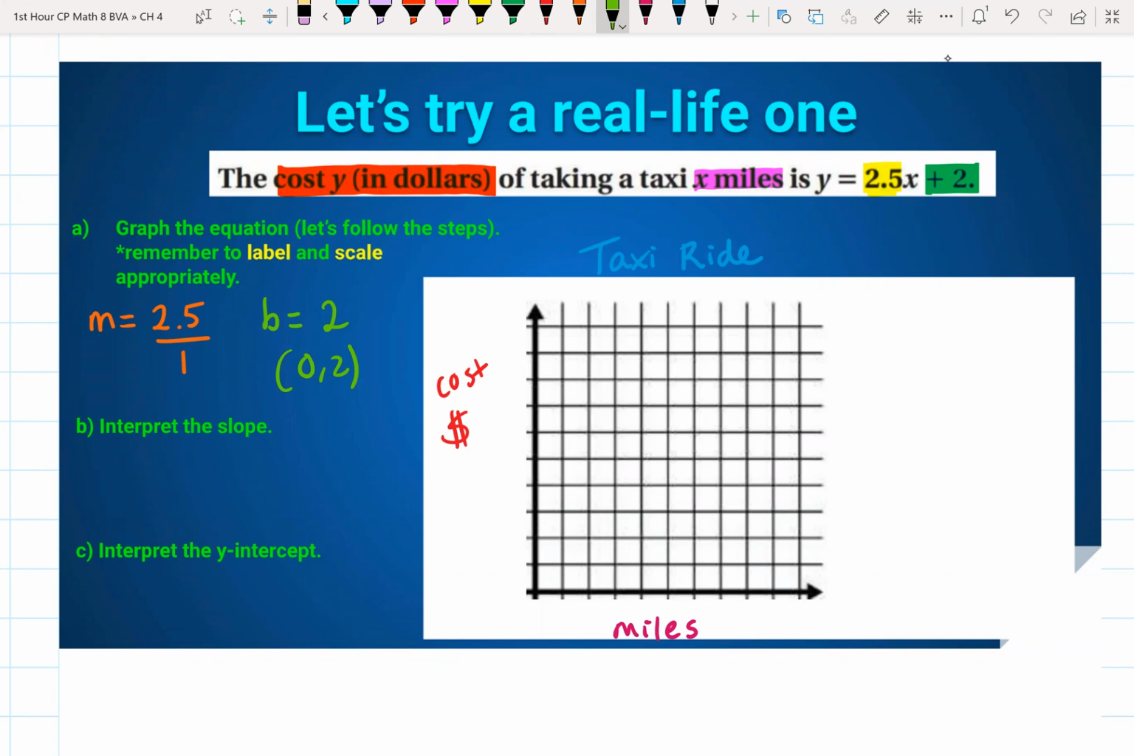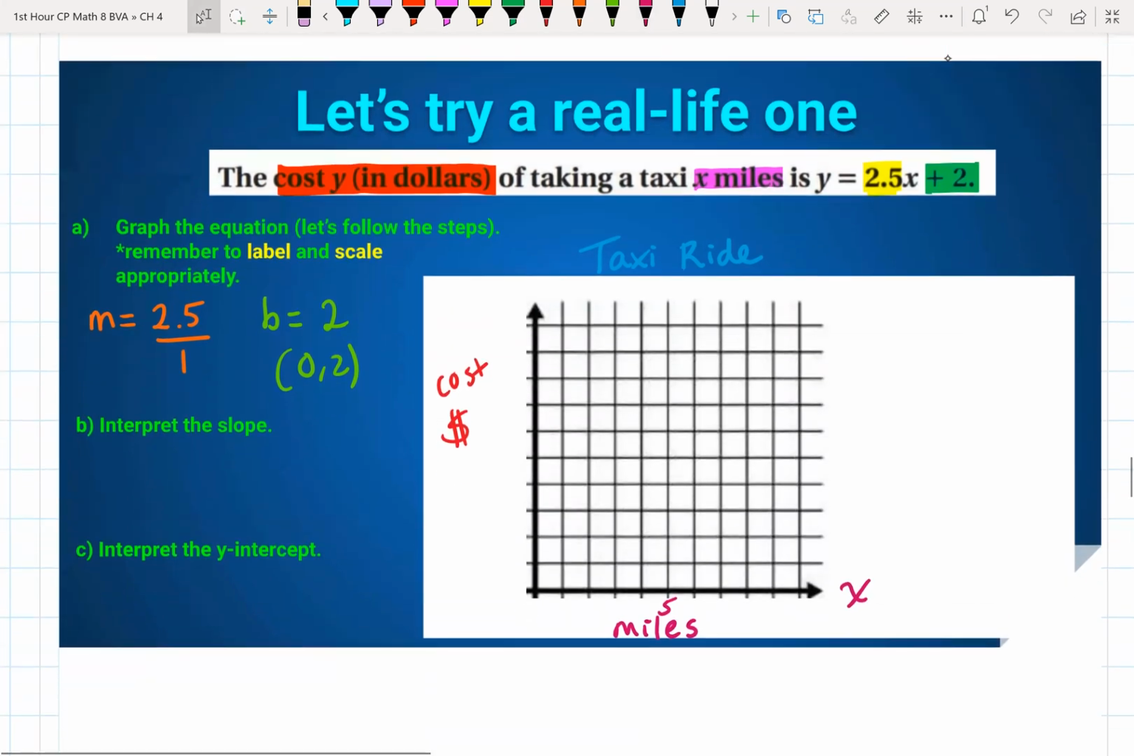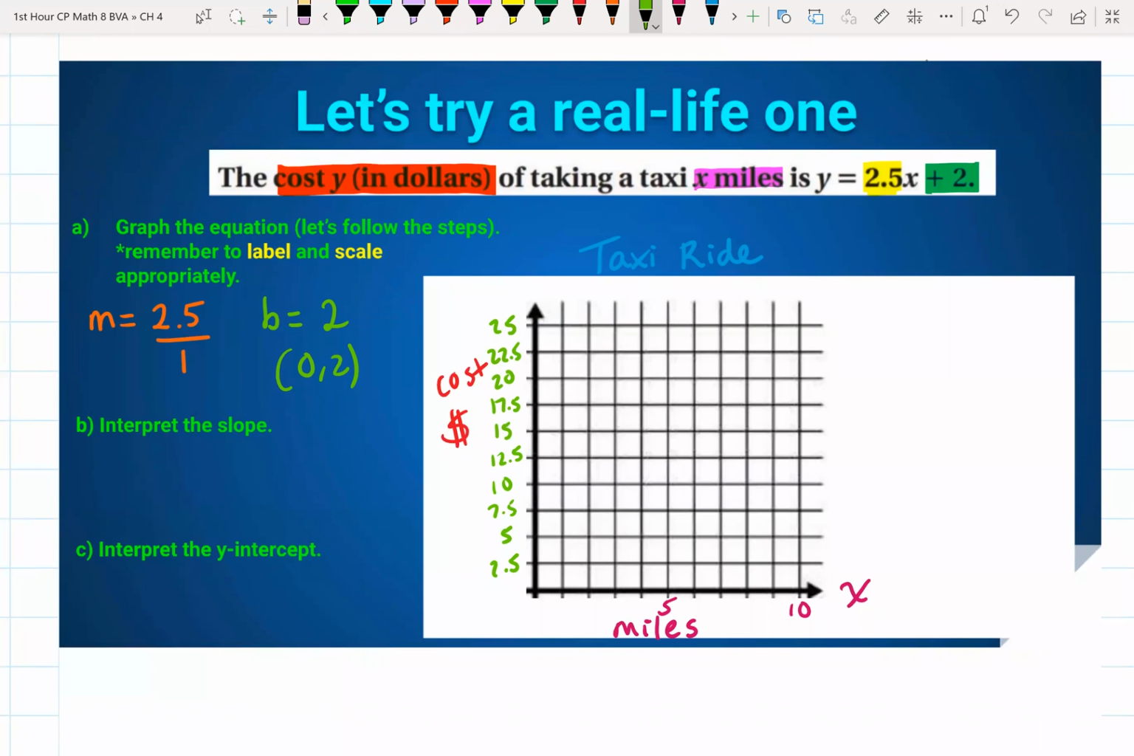Now it looks like we need to label the x and y axis here. So the x-axis, I'm just going to count by 1. So 1, 2, 3, 4, 5, 6, 7, 8, 9, 10. All right, now the y-axis though, I'm going to count by 2.5. So 2.5, 5, and let me fast forward through this for you. All right, I've got my x and y axis labeled now. I got my markings, so now I'm ready to plot my points.